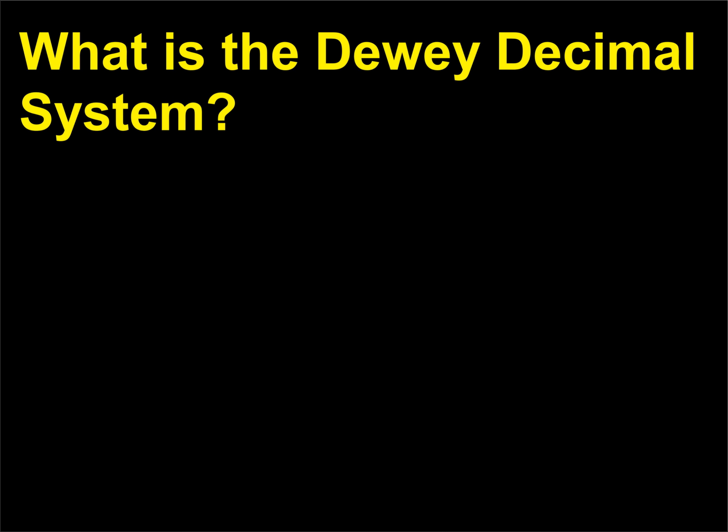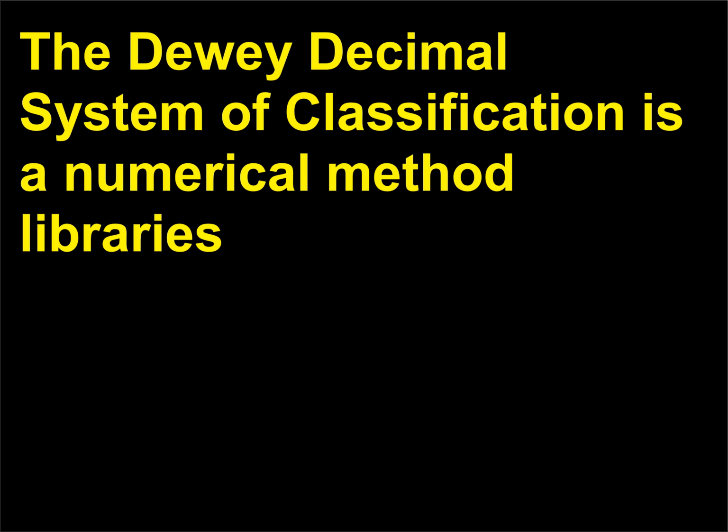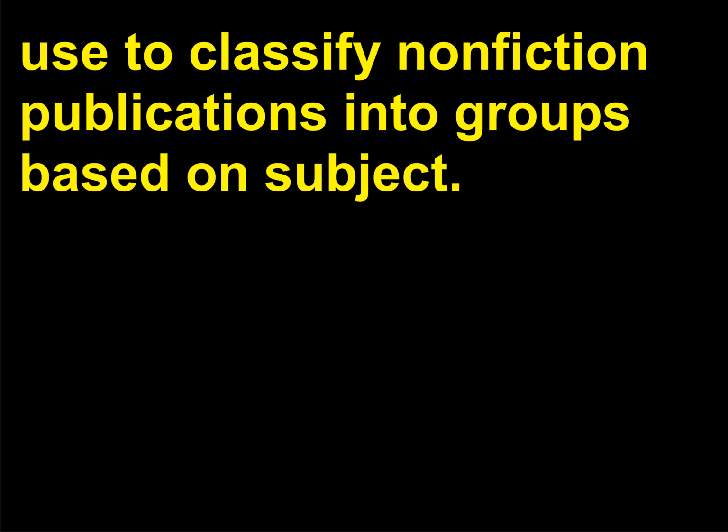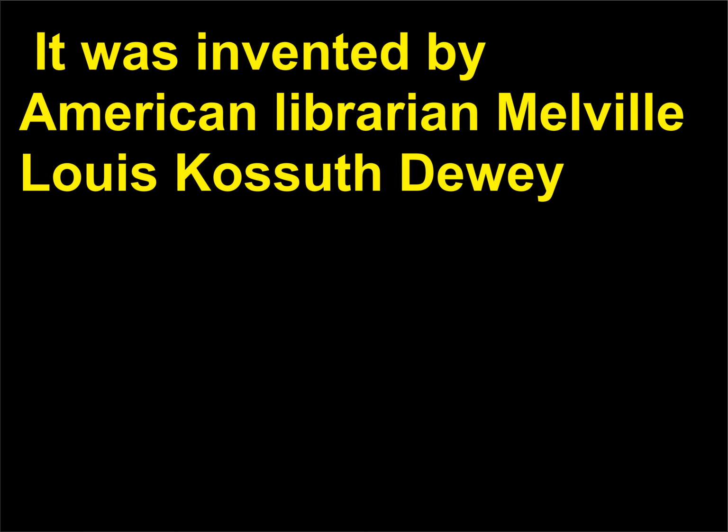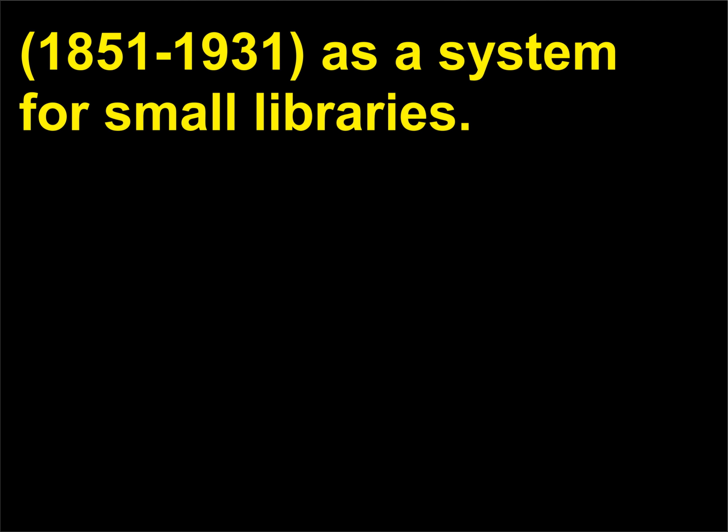What is the Dewey Decimal System? The Dewey Decimal System of classification is a numerical method libraries use to classify nonfiction publications into groups based on subject. It was invented by American librarian Melville Louis Kossuth Dewey, 1851 to 1931, as a system for small libraries.